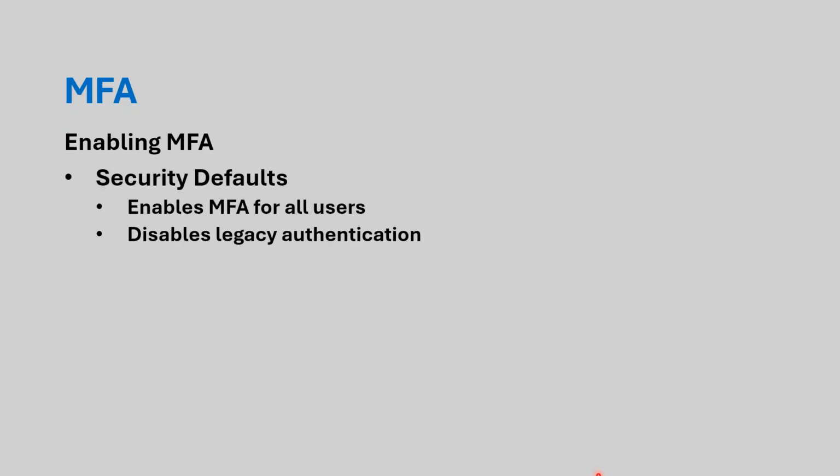So MFA, to enable MFA in general in Entra, a way to protect your IDs, security defaults is always an option. This is a very binary option here in that it's going to turn it on for everybody. And people have to register using the authentication methods that you allowed in that other screen that we showed.